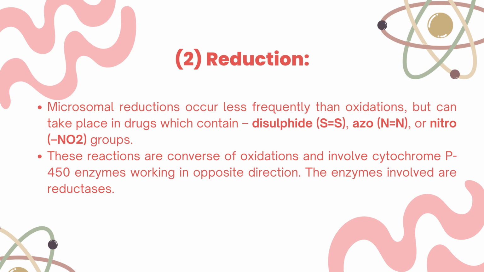While oxidation is a major pathway, reduction reactions also play a role in drug metabolism, although they occur less frequently. Reduction involves the addition of hydrogen or the removal of oxygen. This process can happen in drugs containing groups like disulfide, azo, or dinitro. These reactions are the reverse of oxidations but also include cytochrome P450 enzymes working in the opposite direction with the help of reductases. Even though they are not as common as oxidation reactions, reductions are essential for certain drugs' metabolism and elimination.